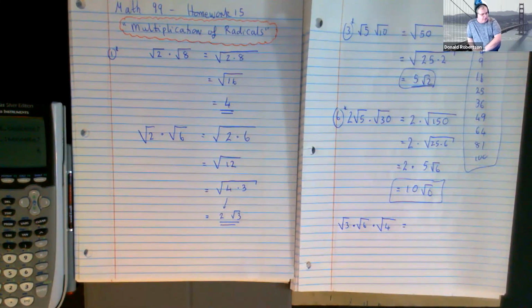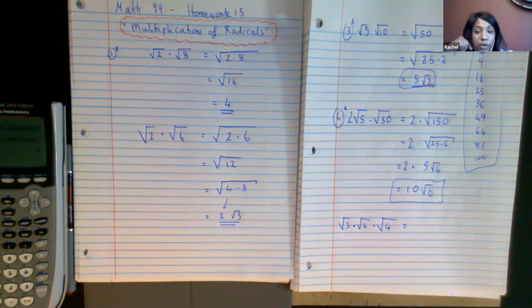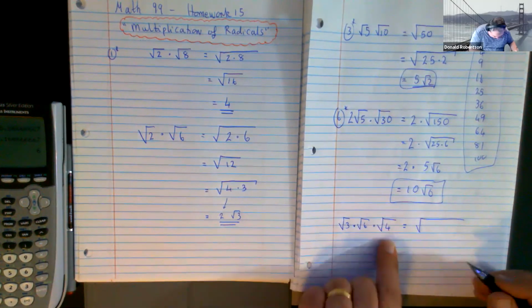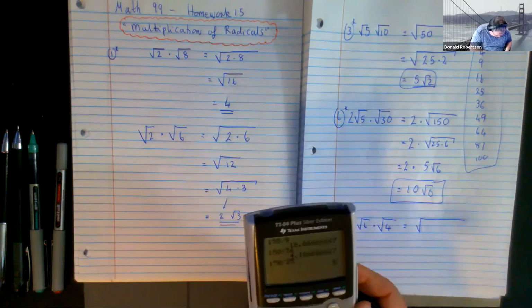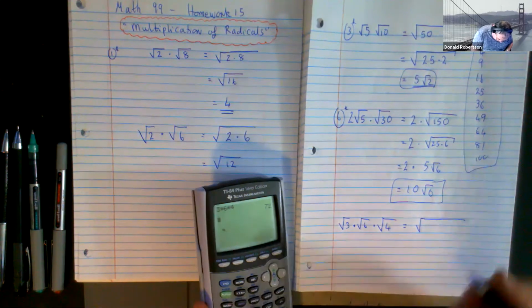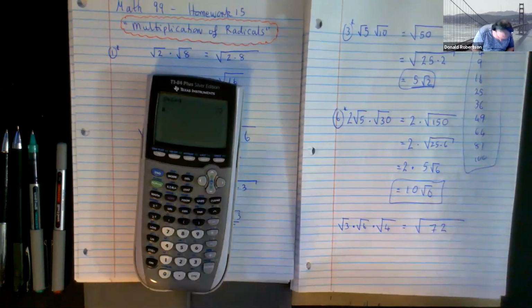I don't think we've ever done a treble. What's your gut feeling? What do you think I should do as my next line? What should happen over here? Put them all under the same square root. Okay, and 3 times 6 times 4 essentially, which I'm not going to risk in my head, comes out to be 72. Well, that's a good start.